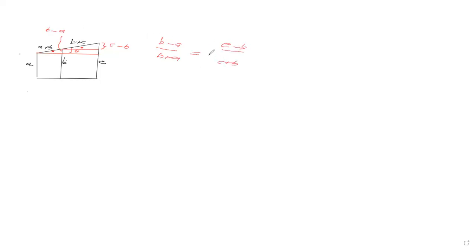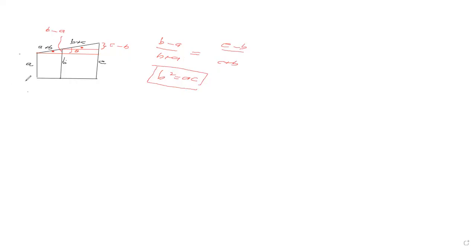Right. And after simplification, I calculated, and you can do the same thing. I will send you the notes. You get this beautiful relationship that B squared equals AC. Which is very, very nice. You've got B squared is equal to AC.